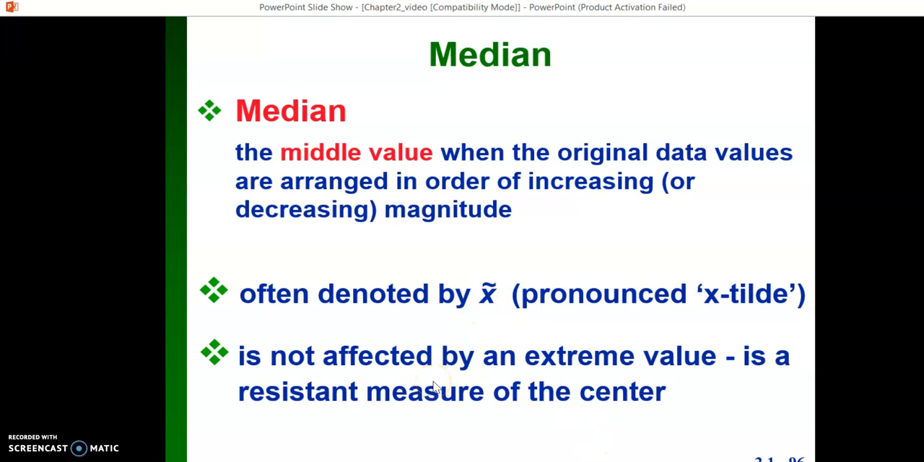So we talk about advantages and disadvantages. When it comes to the median, it's not affected by an extreme value. The reason is that if you add the lowest or the highest values, that won't affect the middle value. Because of that, we call the median a good measure of the center.